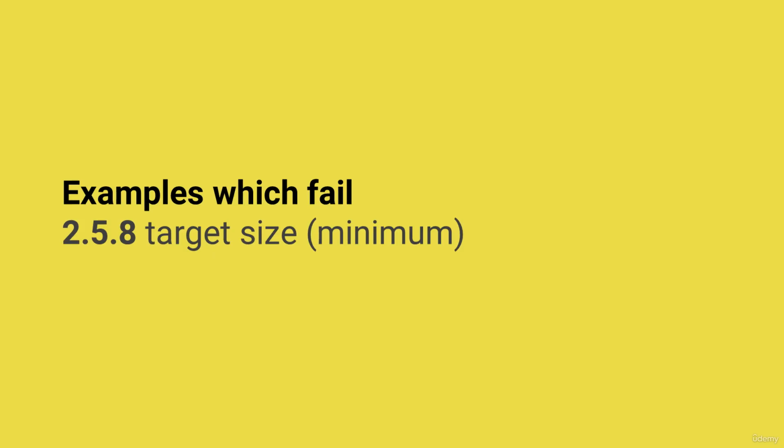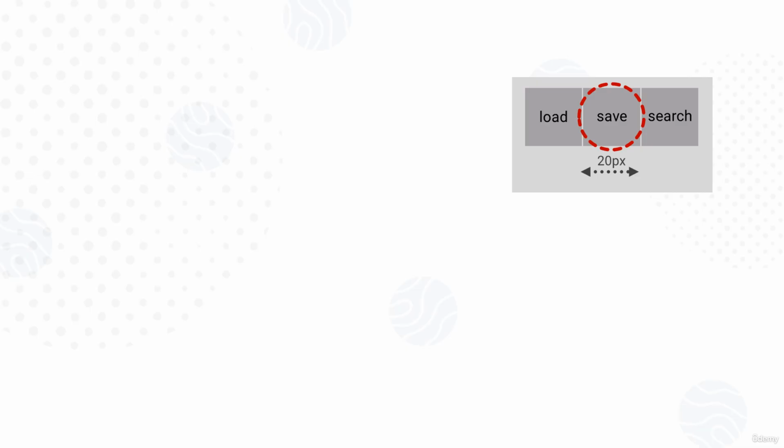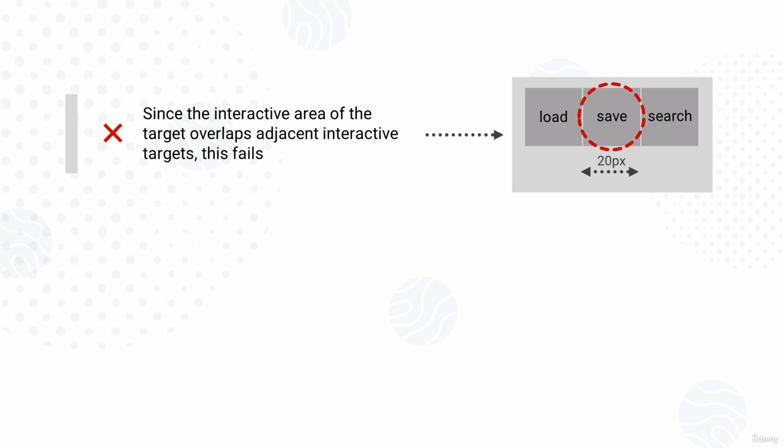What does failing this success criterion look like? Several on-screen buttons have a target size of 20 by 20 pixels with no gap between adjacent buttons. Since the interactive area of the target overlaps adjacent interactive targets, this fails.